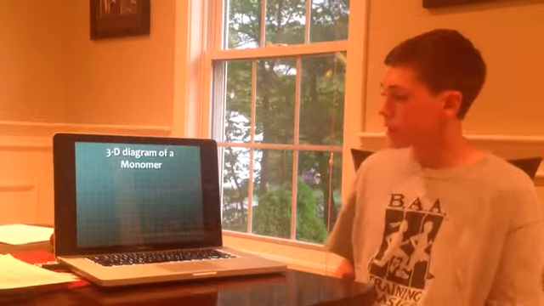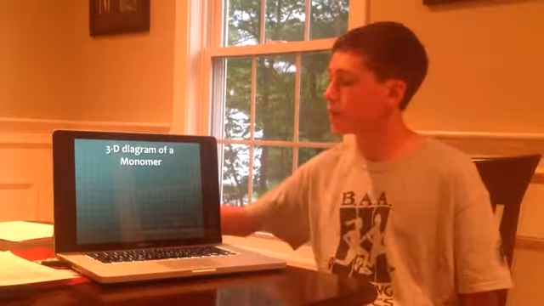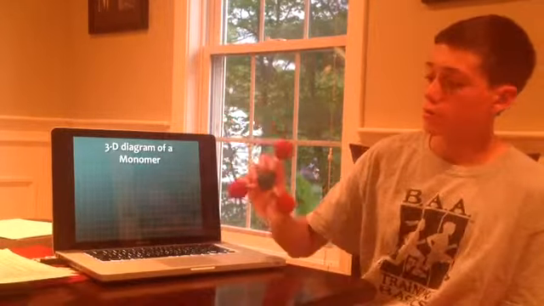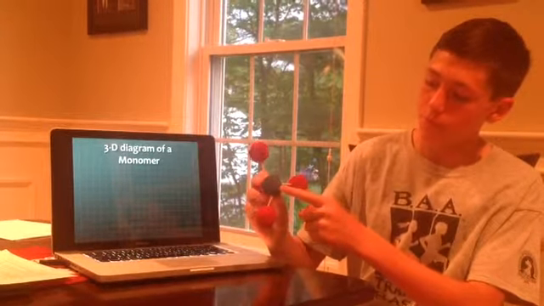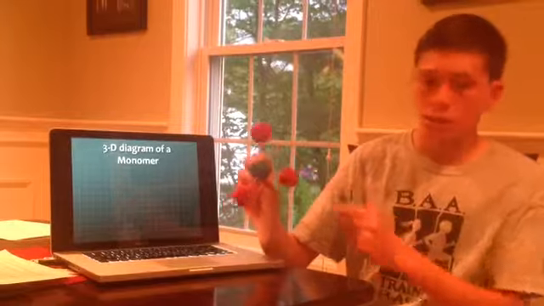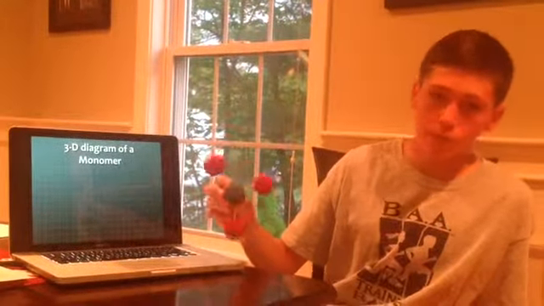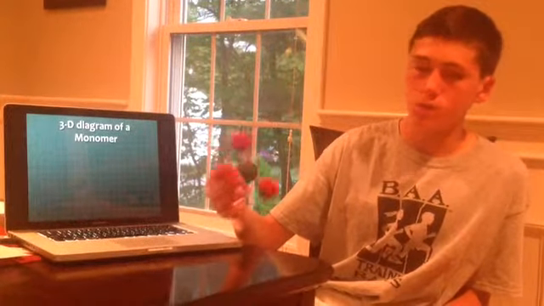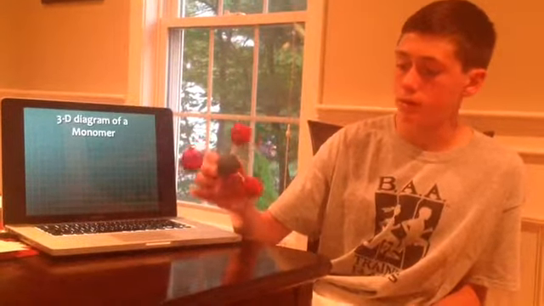And the 3D diagram of a monomer I have here is chromium trioxide, the chromium being right here, and the trioxides being the red balls. And many of these monomers make up a polymer just in a large chain, but it's too big to create itself, so here's a monomer. Done.